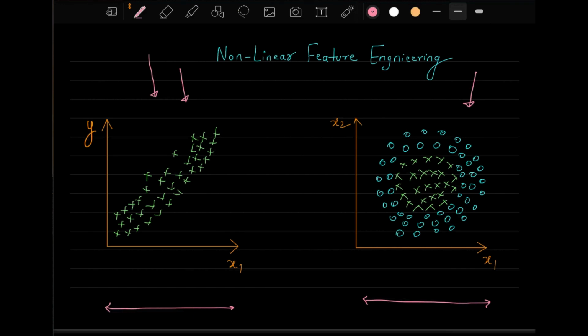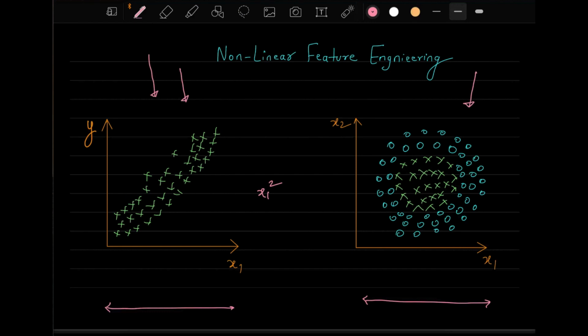Can anybody suggest? By seeing this data set, what kind of features will you incorporate in your machine learning model so that it will fit this particular data set? Anybody? Quadratic features, yes. By seeing this, you will immediately realize we can put something like quadratic features here, which is x1 square. Something like that, and it will fit the line.